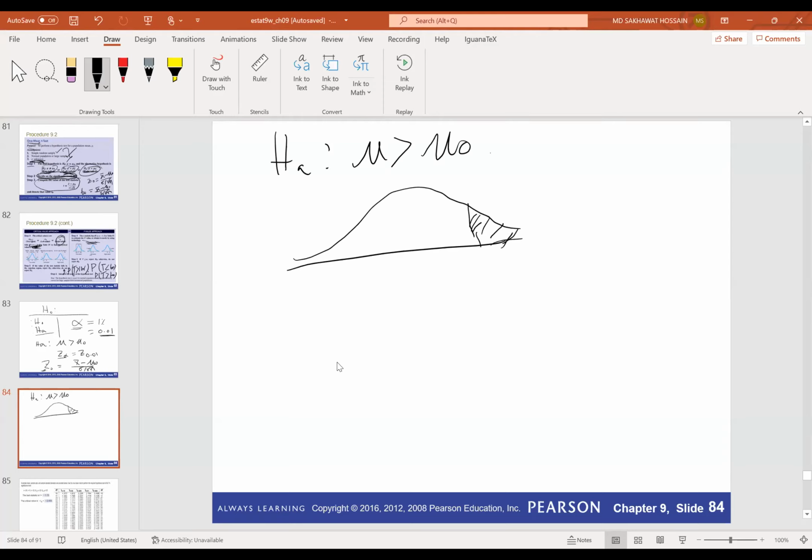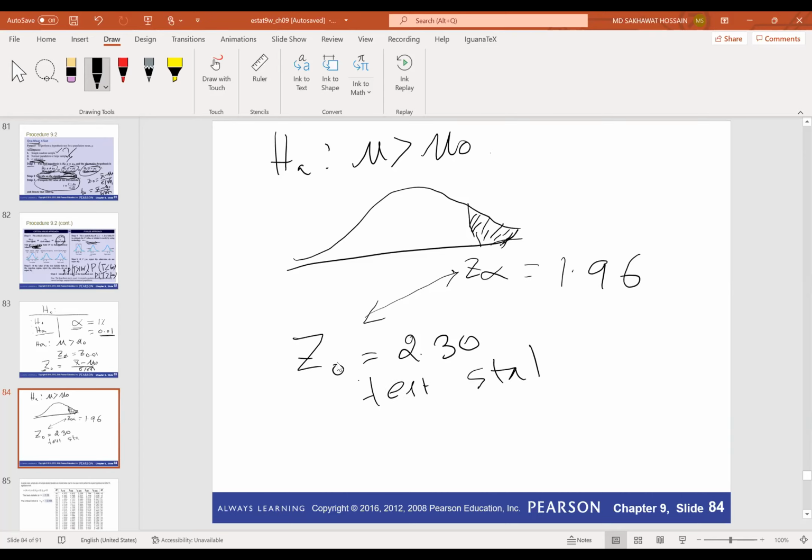So this is the rejection region, and this is our critical z score. For example, let's consider the critical value is 1.96, and z observed, let's consider z observed is 2.30. Now we will compare these two values, the critical value and the test statistic. This one is called the test statistic. You will calculate this one, right? You know how to do it. And this one is the critical value, 1.96.